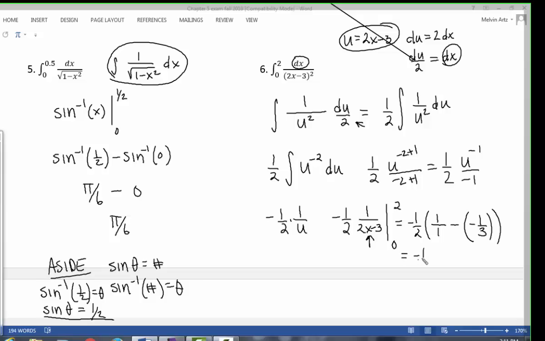And if we simplify this, we have 1 plus 1/3, which gives us negative 1/2 times 4/3. And if we simplify that, we get negative 2/3.